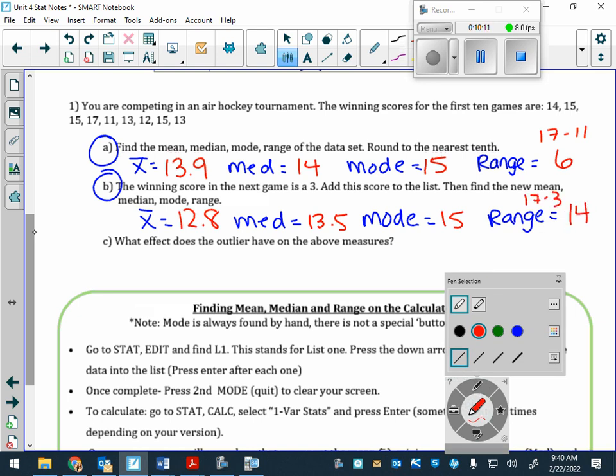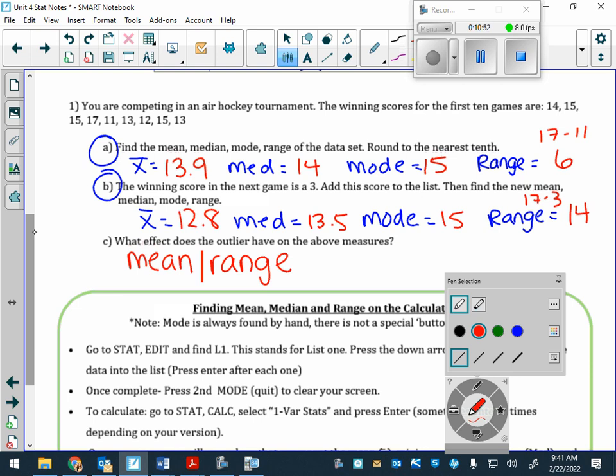Okay. So what did we notice? What did that outlier affect? The mean and the range. Did it affect the median slightly? Okay, it did slightly, but not a big change like the other two. So anytime we have an outlier, it's really going to affect the mean and the range. What stayed the same? The mode. The mode stayed the same, which typically will happen if you have an outlier.